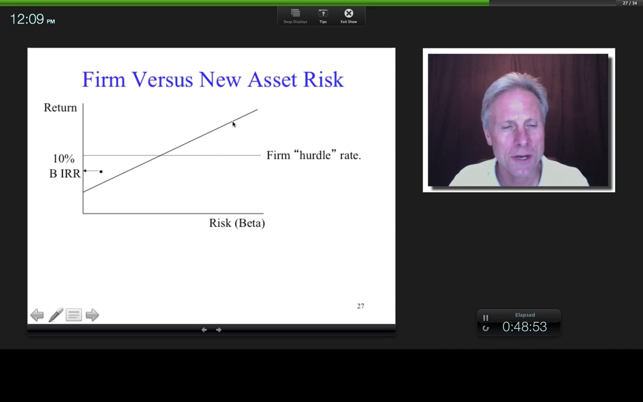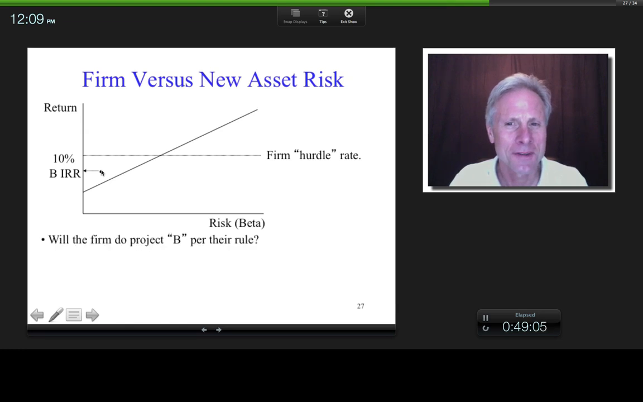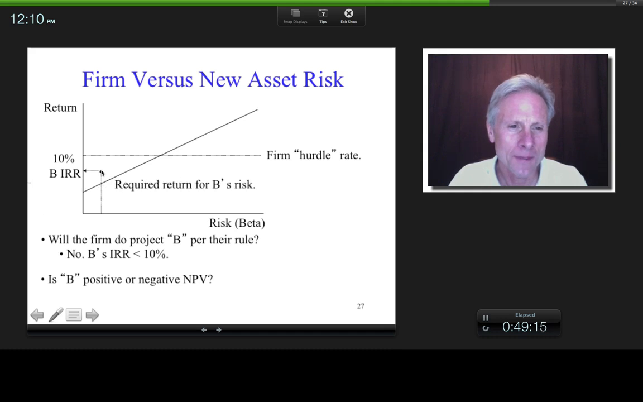Let me show you another example. And so we got project B. Is project B higher or lower than the hurdle rate? It's lower, right? So would they do it or not do it? They wouldn't, right? On the other hand, would B be positive or negative net present value? Well, it would be positive.